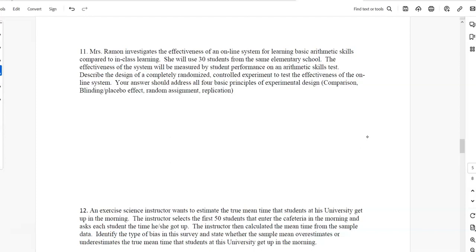Your answers should address all 4 basic principles of experiment design: comparison, blinding, placebo effect, that's together, and random assignment and replication. So I'm thinking a completely randomized experiment. The first thing you want to do is randomly assign. You randomly assign to groups. There's going to be the treatment group and the placebo group, essentially.